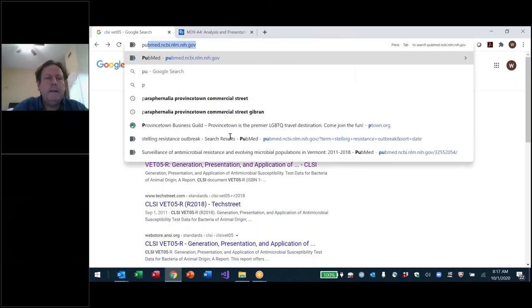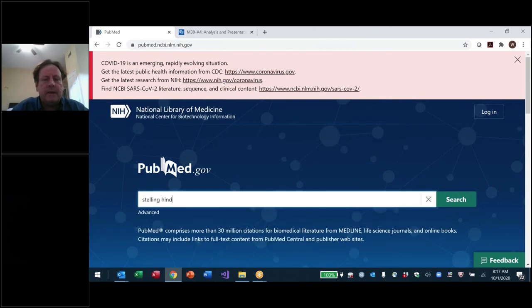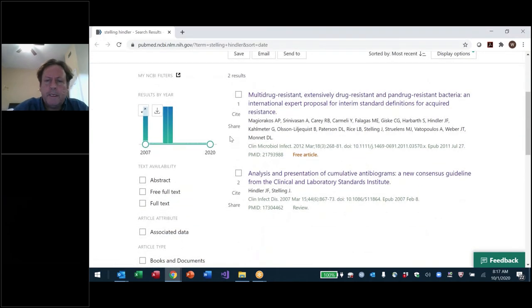If I go to PubMed, and if I look for Stelling and Hendler, we have two publications together. The first one is about definitions for multi-drug resistant, MDR, XDR, PDR. This is an important document commonly referenced by many people when they're looking for definitions of MDR, XDR, and PDR. It's a 2012 document. It really needs to be updated now. Hopefully that will happen eventually. It was coordinated by Dominique Monnet at the ECDC in Stockholm. So Janet was on that committee.